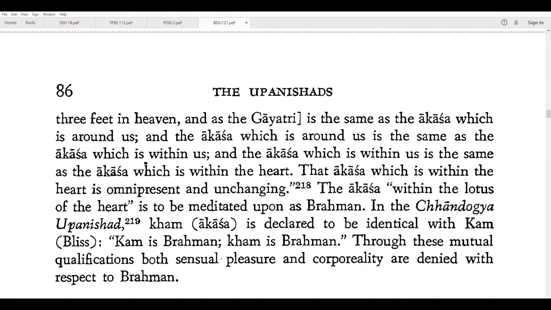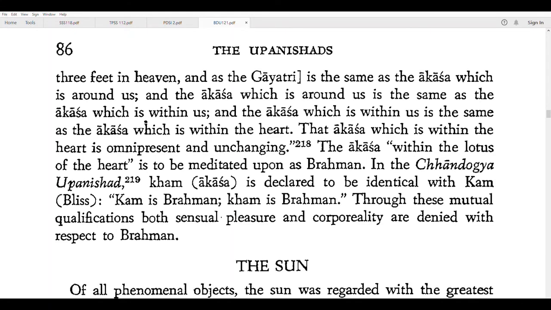In the Chandogya Upanishad, Kham Akasa is declared to be identical with Kam. Kam is Brahma, Kham is Brahma. Through these mutual qualities, both are affirmed with respect to Brahma.